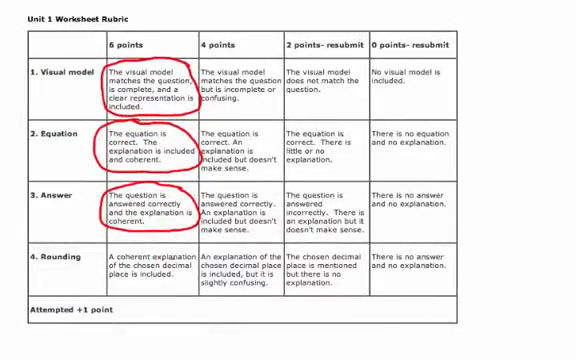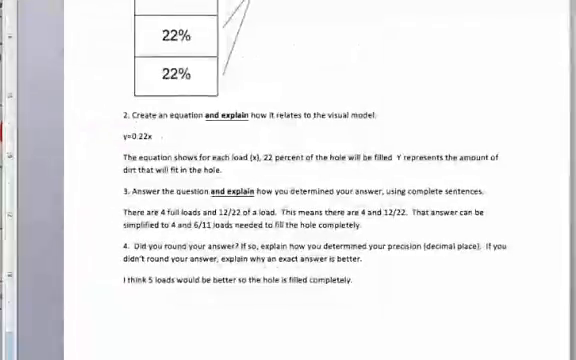A coherent explanation, and again coherent means makes sense, explanation of the chosen decimal place is included. That would be 6 points. An explanation of the chosen decimal place is included, but it is slightly confusing. And it says the chosen decimal place is mentioned, but there is no explanation, or there is no answer and no explanation. So let's compare with my answer and see where that fits.